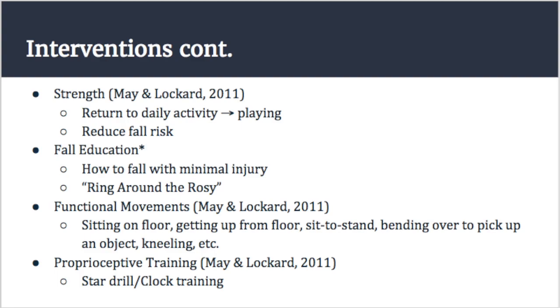Next, we will work on functional movements. This includes sitting on the floor, getting up from the floor, sit to stands, bending over to pick an object up off the floor, and kneeling.